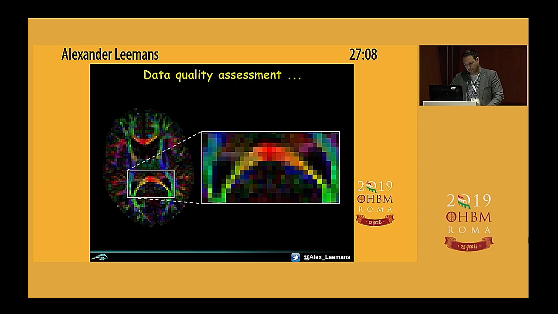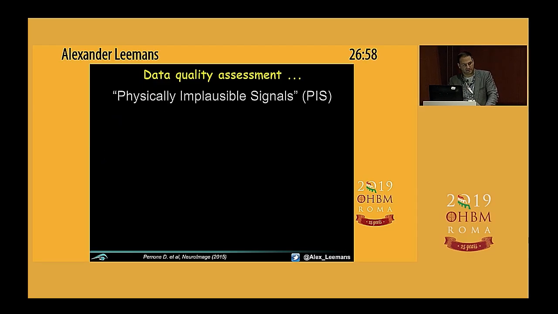Again, even less obvious what the artifact is. So I asked a few diffusion experts, what's the artifact? And it's like, well, I can't really say. Well, I have to say something about PIS here. I know I should have chosen the acronym more diplomatically, but the point I want to make is we don't want PIS in our data, okay? And PIS stands for physically implausible signals.